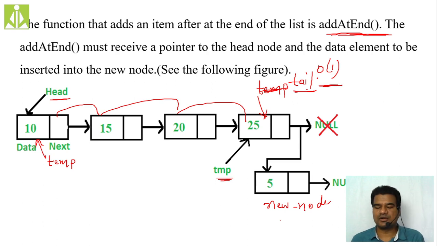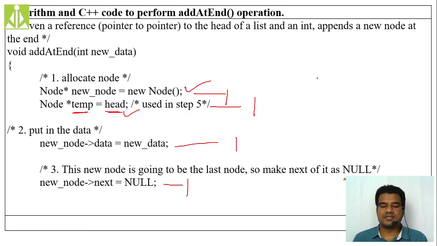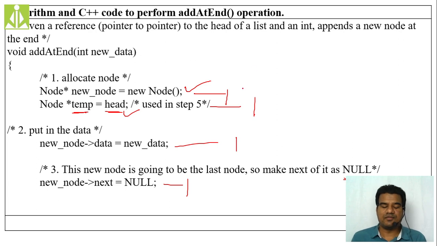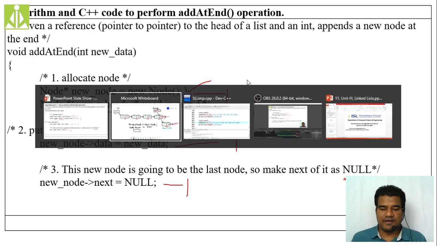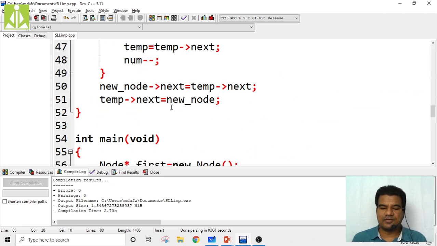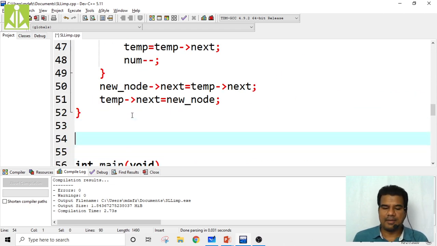So this is the answer to that question. Next thing, we have understood this, and we have to add this code and check whether it will give the positive result or not. So what function? The add at end function we have to add. I'm going to the code and adding that function over here: void add at end, where we are passing only the new data to this function.